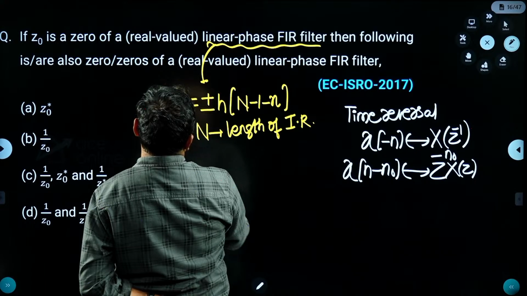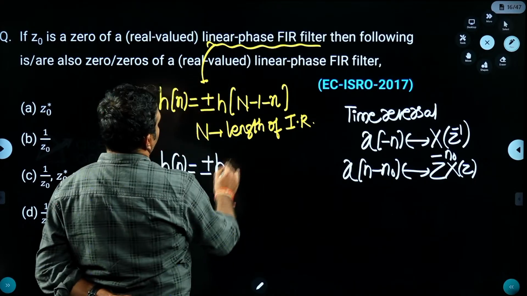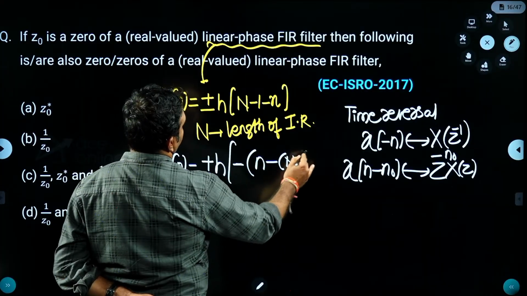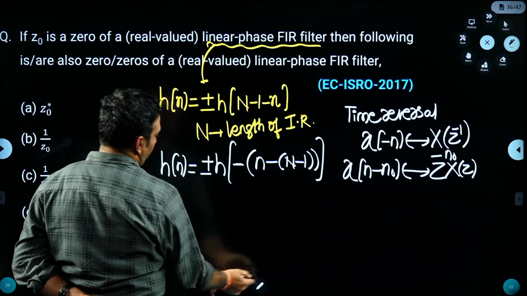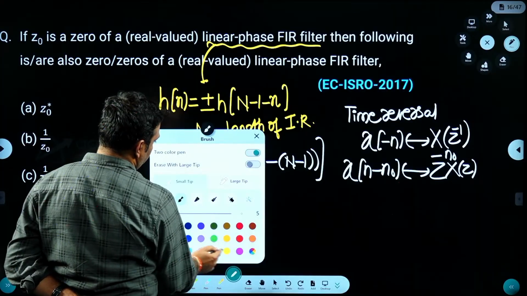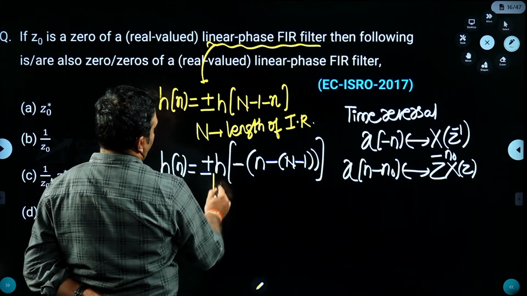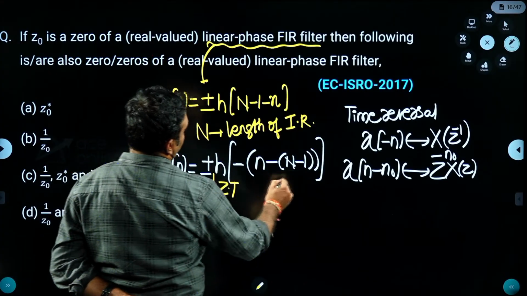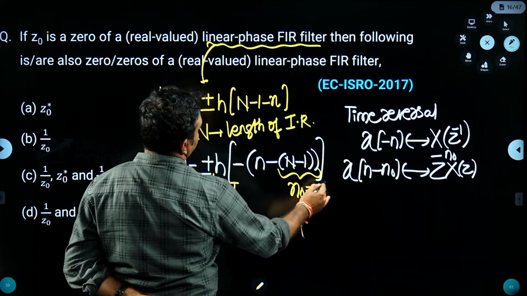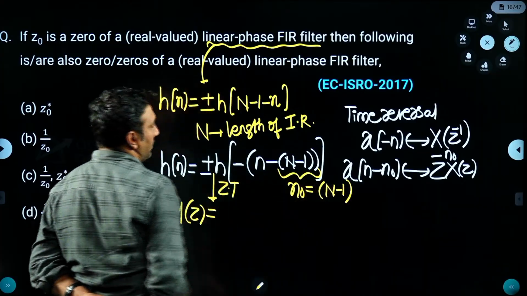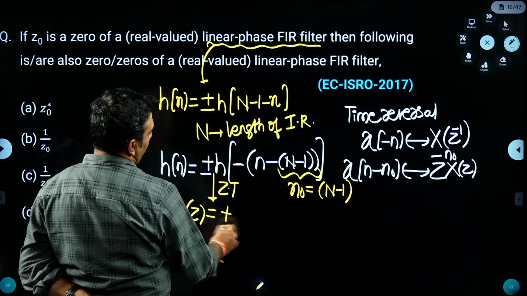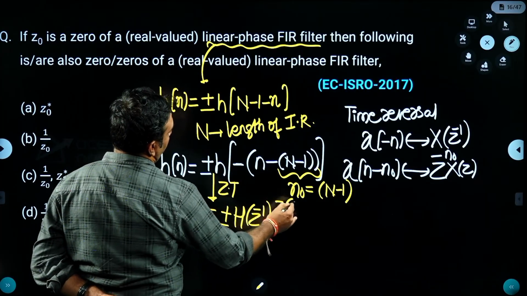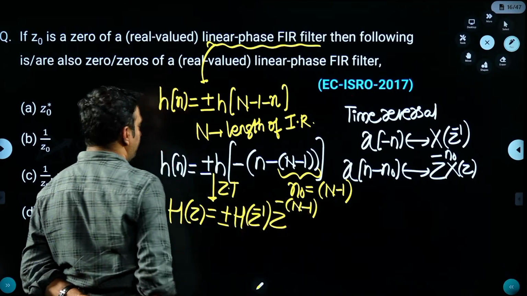So this expression, internally if I take the minus sign common, what is the Z transform for this expression? H(z) equals, this is like n naught for us, n minus n naught form, plus or minus for h of n minus n, answer is H of Z inverse into Z power minus of n minus 1.